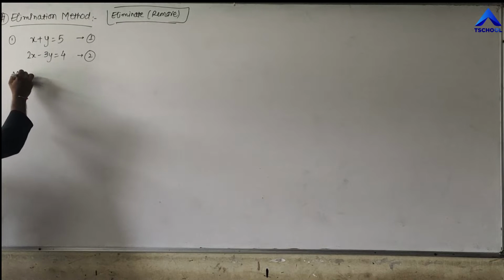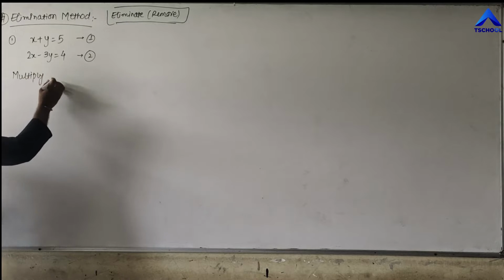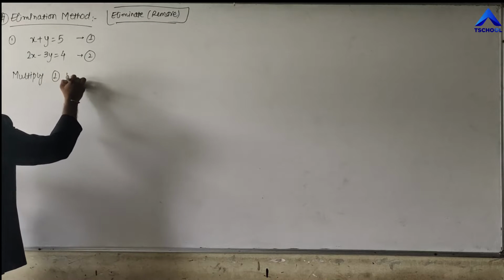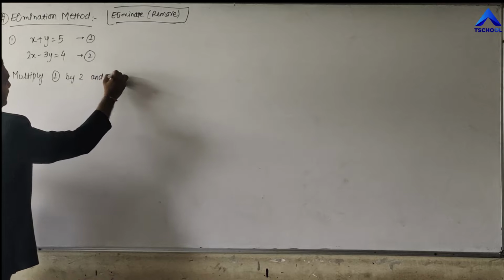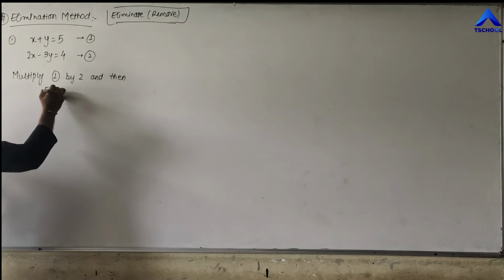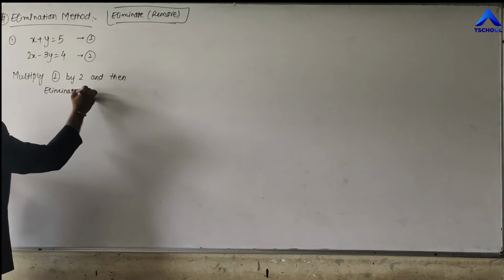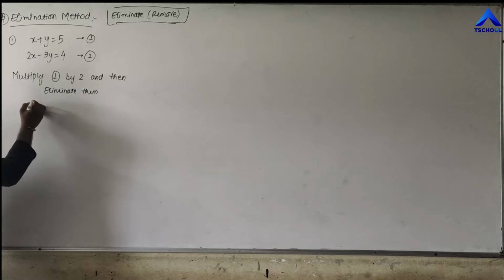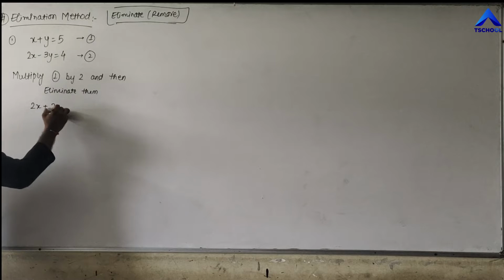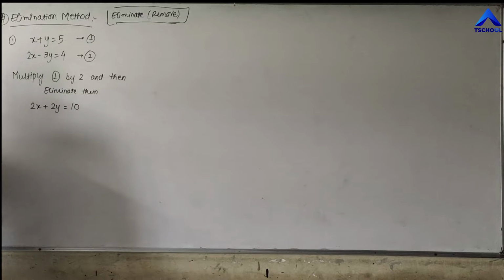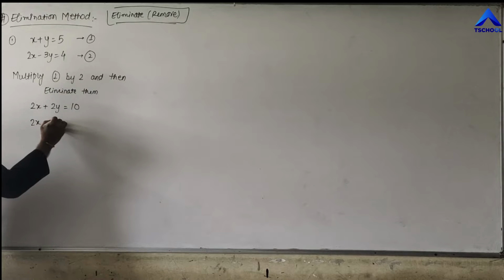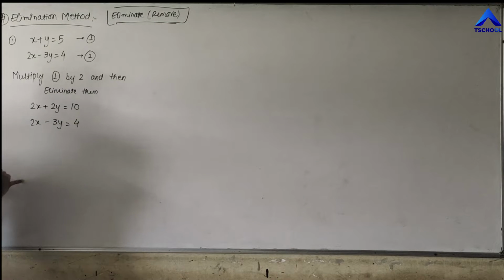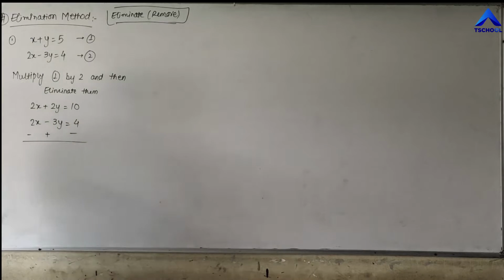Therefore, multiplying equation 1 by 2 and then eliminating them. So first of all we multiply equation 1 by 2. If we multiply 1 by 2, we get 2x plus 2y equals 10, and the second equation is 2x minus 3y equals 4.